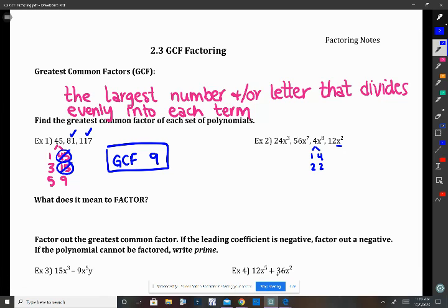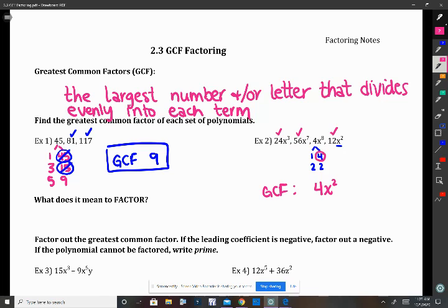So as I look, my biggest number is 4. And so I look to see if 4 goes into all my other numbers. So does 4 go into 24? Yep. Does 4 go into 56? If you're not sure, divide, but it does. Does 4 go into 12? Yep. So my greatest common factor is 4. And then it's the letter with the smallest power. So it'd be x squared.